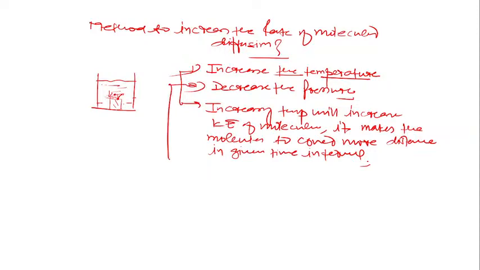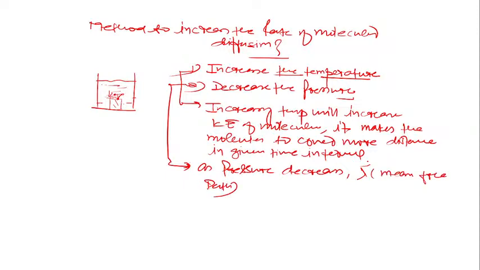Now, what about the decrease in pressure? How will a decrease in pressure increase the rate of mass transfer by diffusion? When the pressure decreases, basically this is gases, what about the mean free path? As the pressure decreases, the distance between the molecules increases, or lambda, which is called the mean free path, will increase. If the mean free path increases, then what happens?